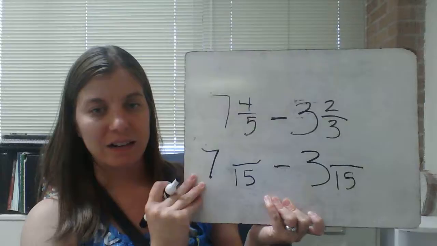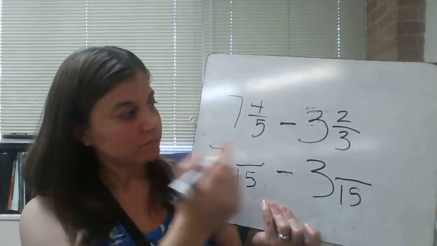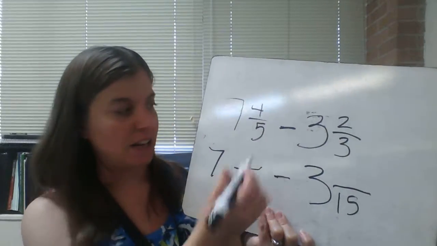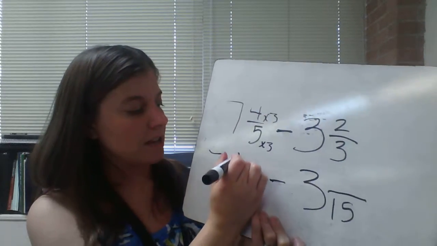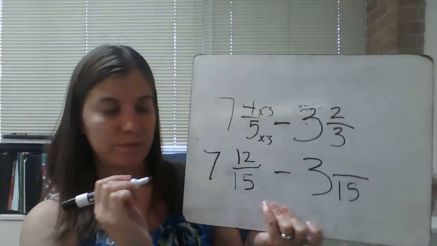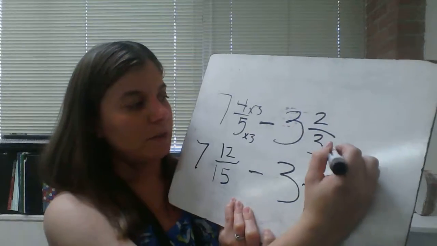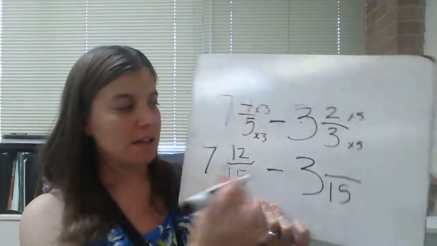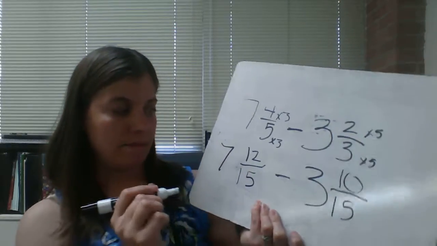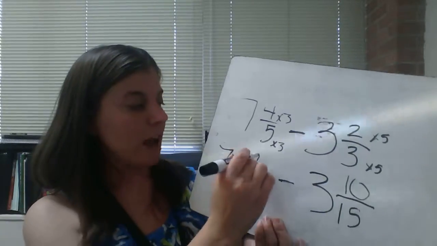And we're still going to subtract. So we got to figure out our top number. So 5 times what is 15? 5 times 3. So on the top, 4 times 3 is 12. 3 times what is 15? Well, that's times 5. So 2 times 5 on top is 10. All right, now we can subtract.